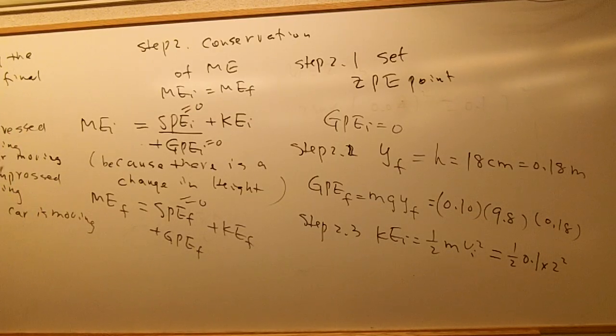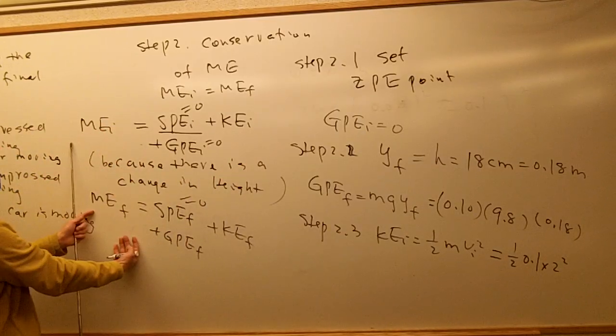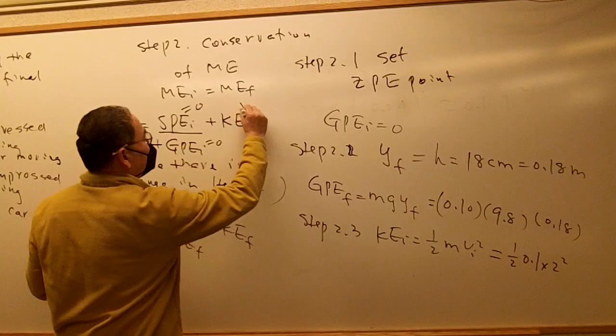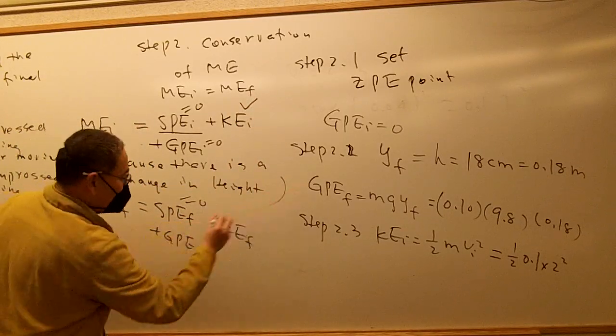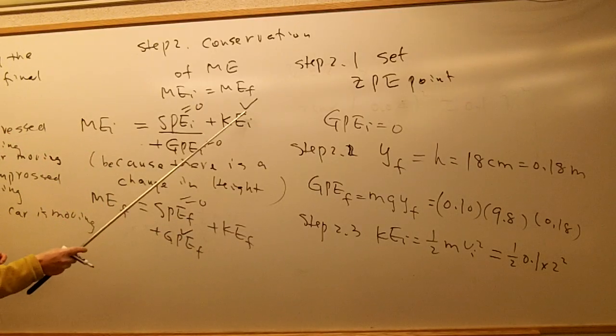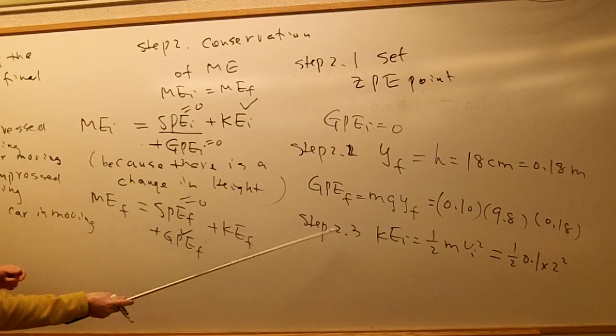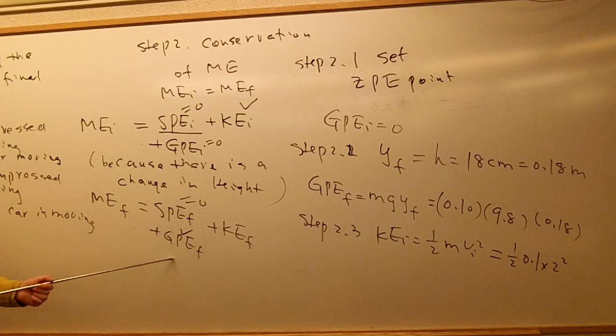So now all we have is essentially ME equals FE. So we know this, we just calculate like that. And this is 0. So essentially, whatever number you calculate is going to equal KE_f plus GPE_f. Does that make sense to you? And you can find out the velocity like this.